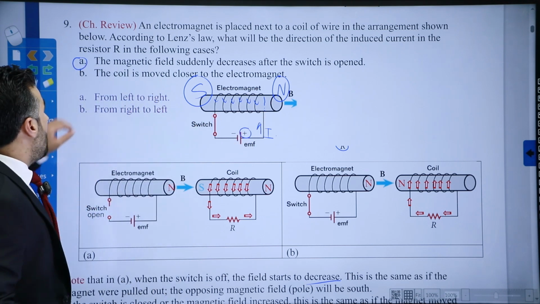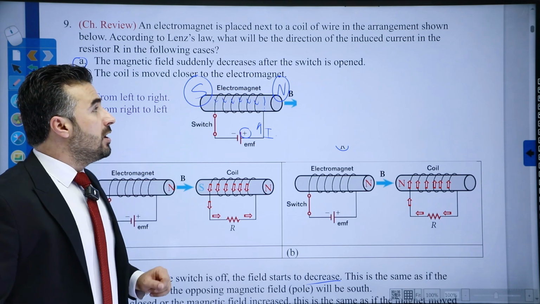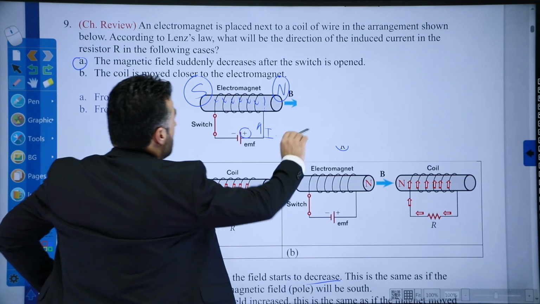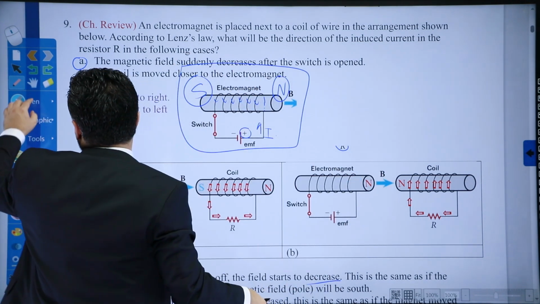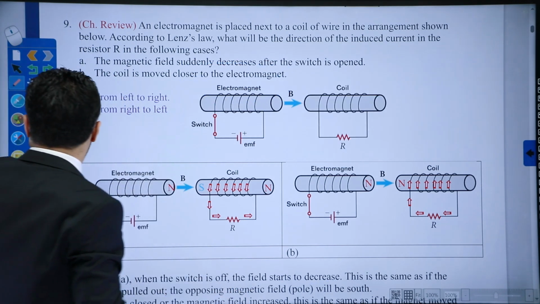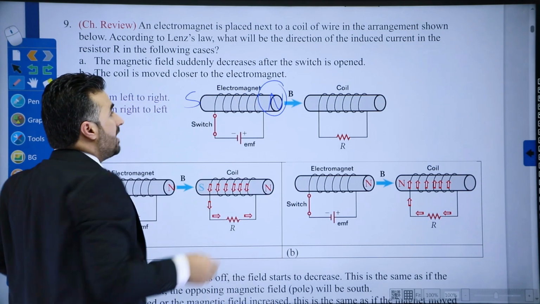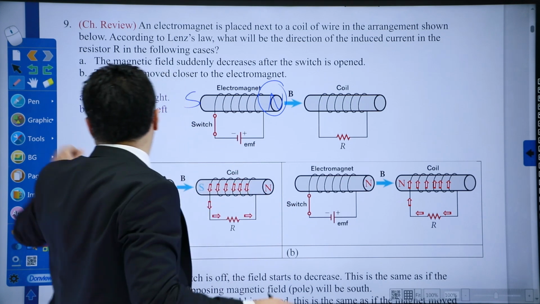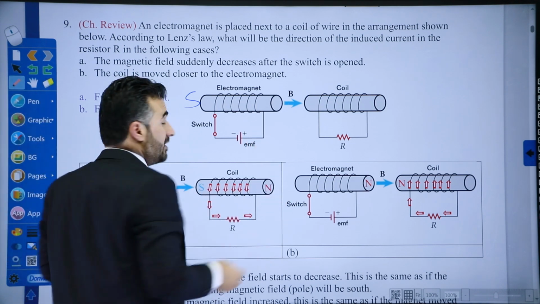Second, it says the magnetic field suddenly decreases after the switch is open. So this is the same as if I move the whole thing. Now we can bring back the coil. All right, take a look here. Remember, that was north, and this is south. In another way, if you were not sure, like if this is not given, you can always use the direction of the magnetic field line to tell the direction as well.